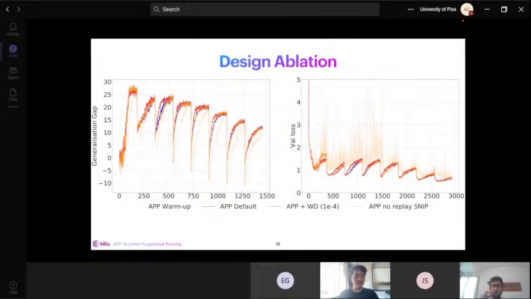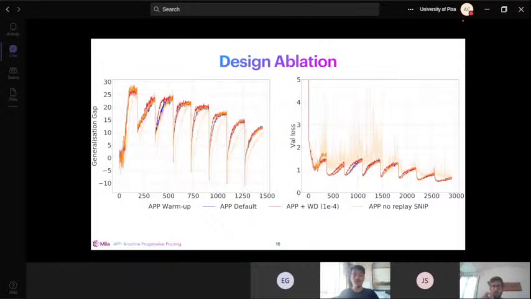The first one is APP warm-up, which basically involves not pruning at initialization but having some warm-up epochs, like training the model for 20 epochs in our case on a mega batch before we prune it. Then we have APP default, which is the one I demonstrated to you earlier. We also have the one with weight decay, which we do not do very extensive analysis on.